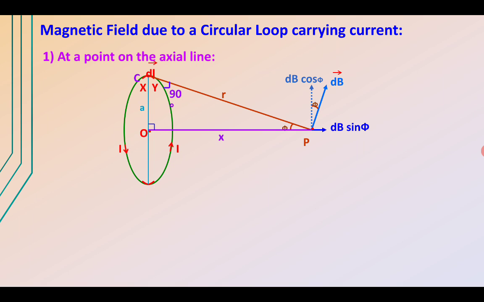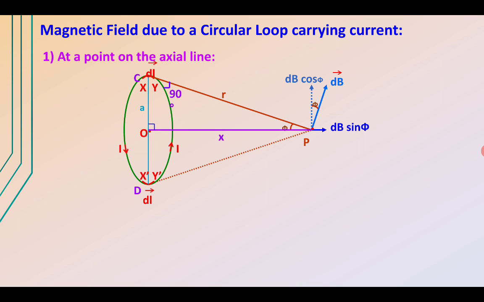Let us imagine that as this magnetic field is oblique and a vector quantity, we are considering that this magnetic field is resolved in two rectangular components, that is dB sin phi and dB cos phi, as this field is making an angle phi with the perpendicular. So for any two diametrically opposite elements of the loop, the perpendicular component to the axis will be equal and opposite, and will cancel out.